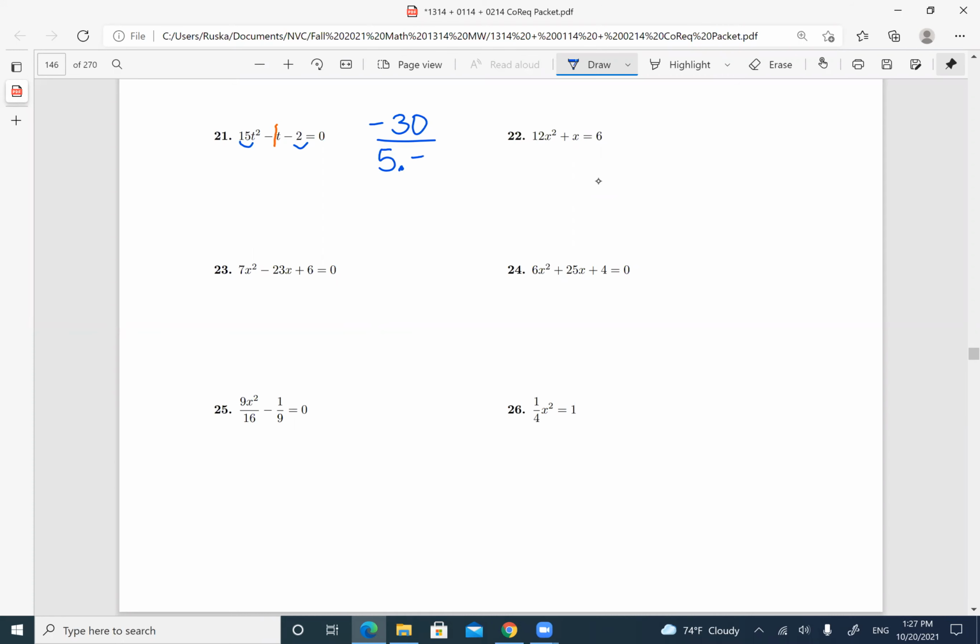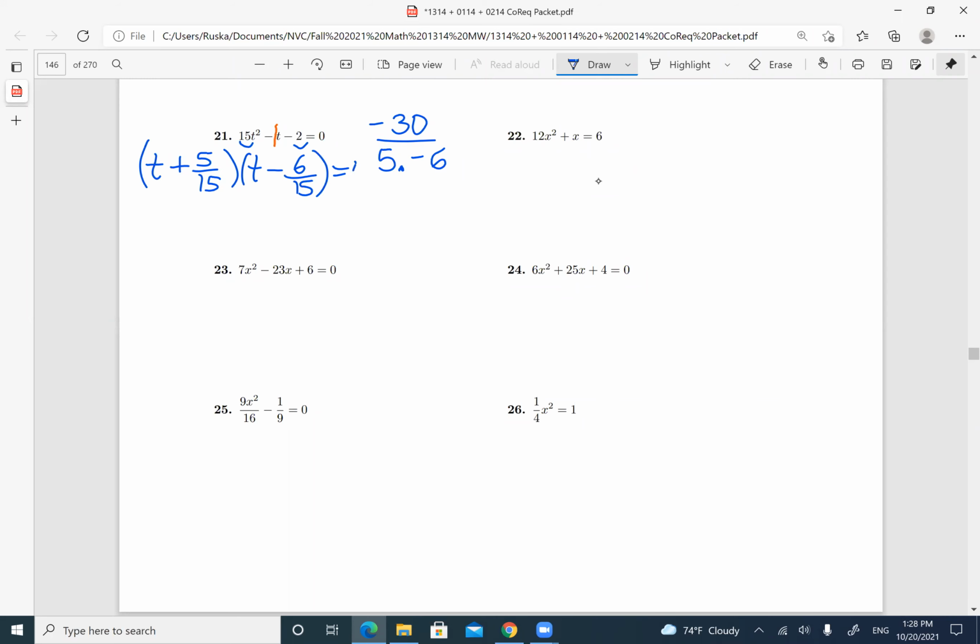It's going to be 5 times negative 6. Because they have to add up to negative 1, one of the numbers is negative, and the bigger number should be negative. So those are the two numbers I'm going to use. So this factors like t plus 5 over 15, and also t minus 6 over 15.